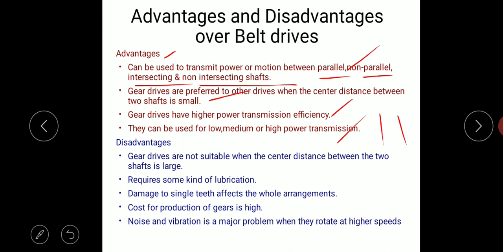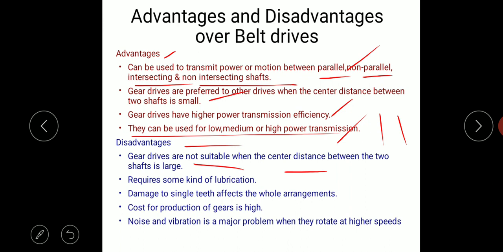The next advantage is gear drives can be used for low, medium and high power transmission. So this was about advantages of gear drives over belt drives. Next is disadvantages of gear drives over belt drives. Gear drives are not suitable when the center distance between two shafts is large.